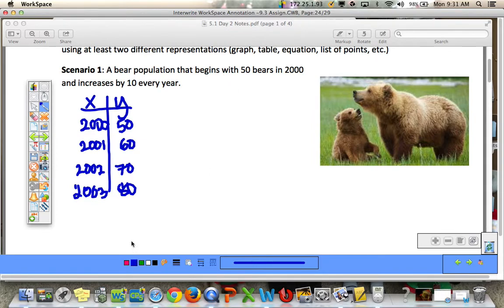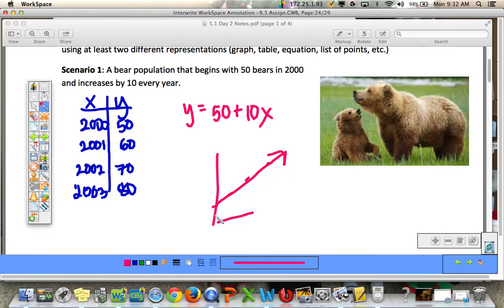So this is pretty easy to see that it's linear. It's going up by 10 each year, and we can write an equation. Y equals 50 plus 10x. It's pretty easy to graph too. You'd have a y-intercept of 50, and it would go up by 10 every year. It'd be linear. So you can make your graph pretty easily.